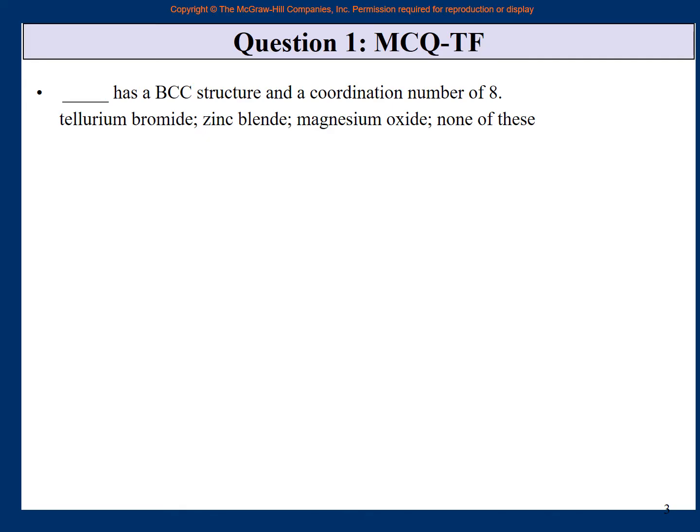So the first answer, tellurium bromide, if you know from the list, is the same as the one that we did. So coordination number of 8 and BCC structure, it is tellurium bromide, because when you go to the other 2 kinds, they have FCC structure, if you remember. So this is a pretty simple one. And I am just reminding you that tellurium bromide is the cesium chloride family, which is the only one which had coordination number of 8 in the families that we did.